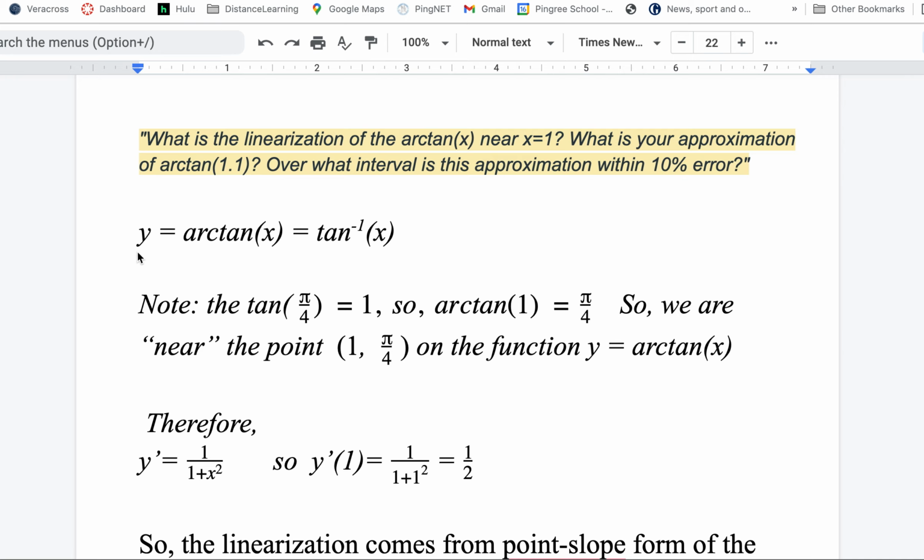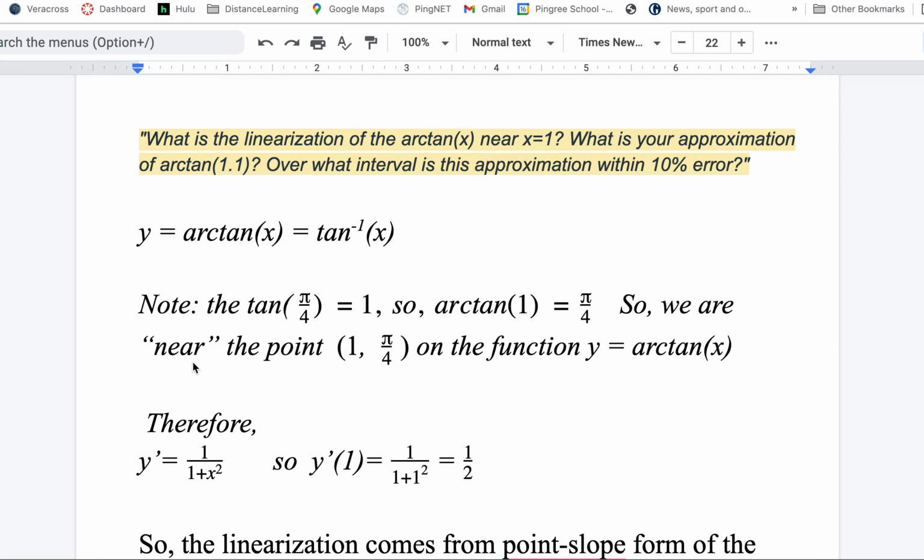Okay, so our example here is the arctangent of x, more commonly known as the inverse tangent of x. We want to know what the approximation is near the point (1, pi over 4). If you're just told x equals 1, you've got to plug it in. The arctangent of 1: what angle will give you a tangent ratio that's 1? That's 45 degrees, that's pi over 4, where you're at root 2 over 2 over root 2 over 2. So we have that reference point.